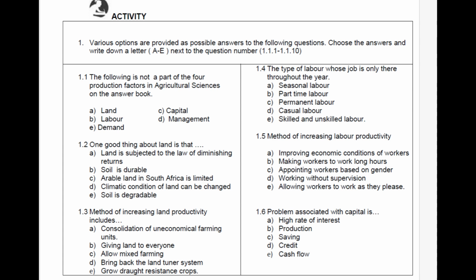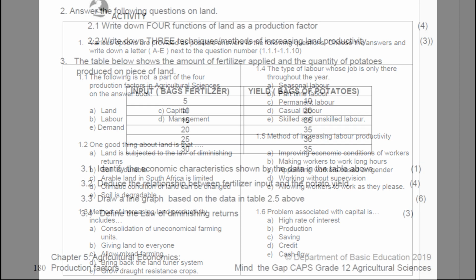3. Method of increasing land productivity includes. Which letter do you think is correct, Paulina? Letter A. Why? Because letter A is one of the techniques or methods of increasing land productivity. We have irrigation or improving water management, consolidation of small or uneconomical units, resting the land, and using scientific farming methods. Consolidation of small or uneconomical units involves combining small, scattered, or inefficient farming plots into a single, economically viable unit. This consolidation enables farmers to increase crop production.